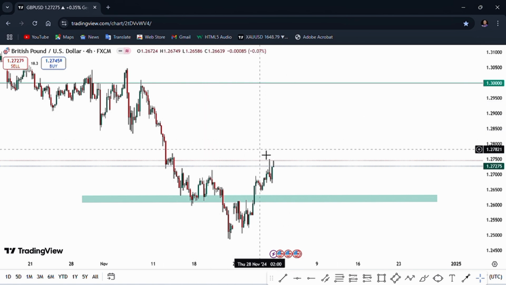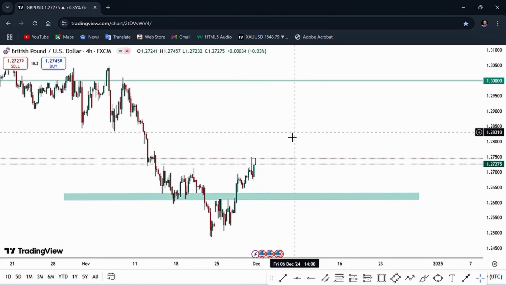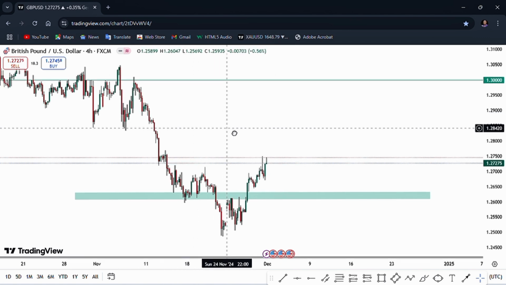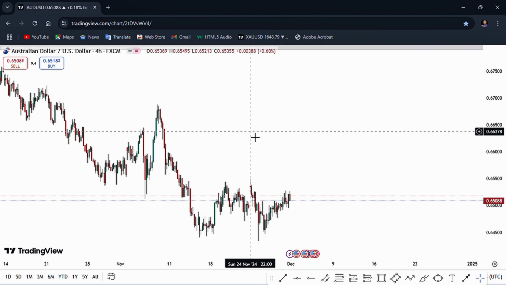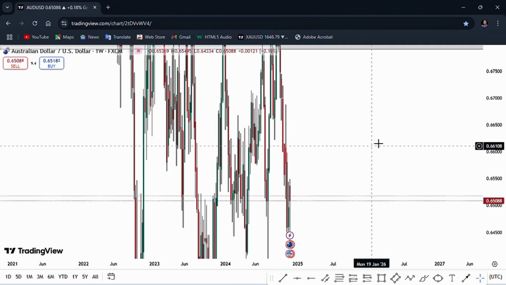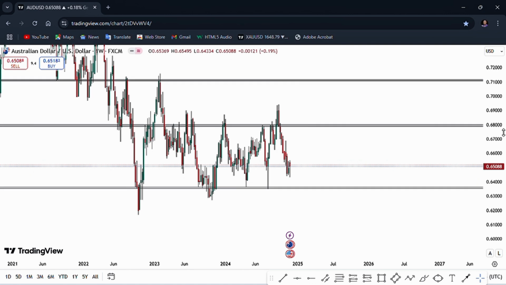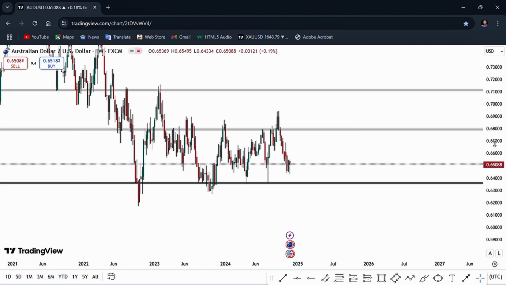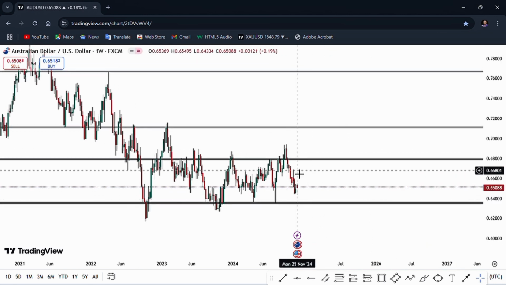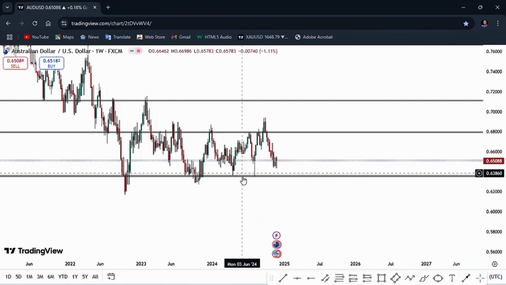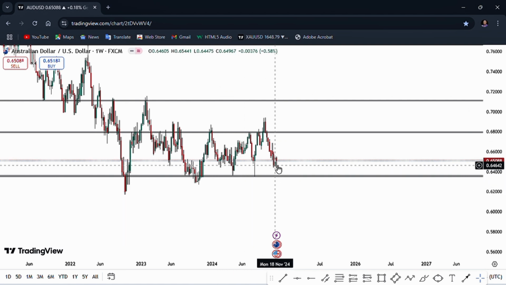Now that we have looked at Euro and GBP, let us go down to AUD USD. Let us look at AUD USD from a weekly time frame perspective. Ideally, I was expecting AUD USD to drop all the way into this zone. But on getting here, it started acting funny.